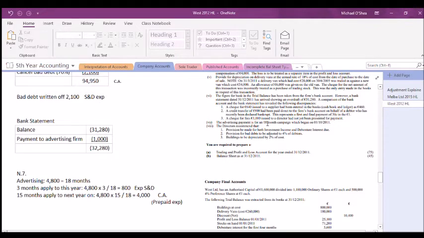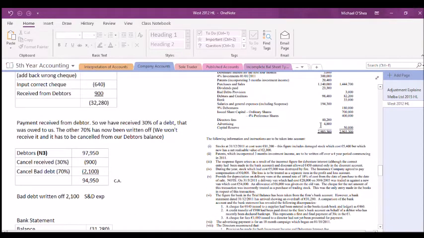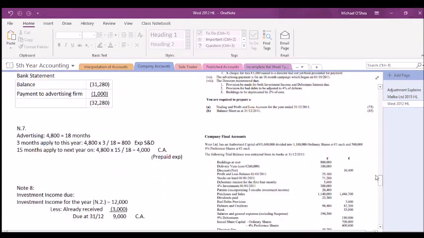So this advertising campaign is for 18 months. It began after 9 months of this year, so the remaining 3 months of this year will be included as part of an expense for this advertising payment. And the next 15 months represent the next year and the third. So that's money that we paid off in advance. It's an expense prepaid, i.e. a current asset. So my advertising figure that they've given us in the question is 4,800. This is for an 18-month campaign. So 18 months, 3 months applied to this year because it's October, November, December.